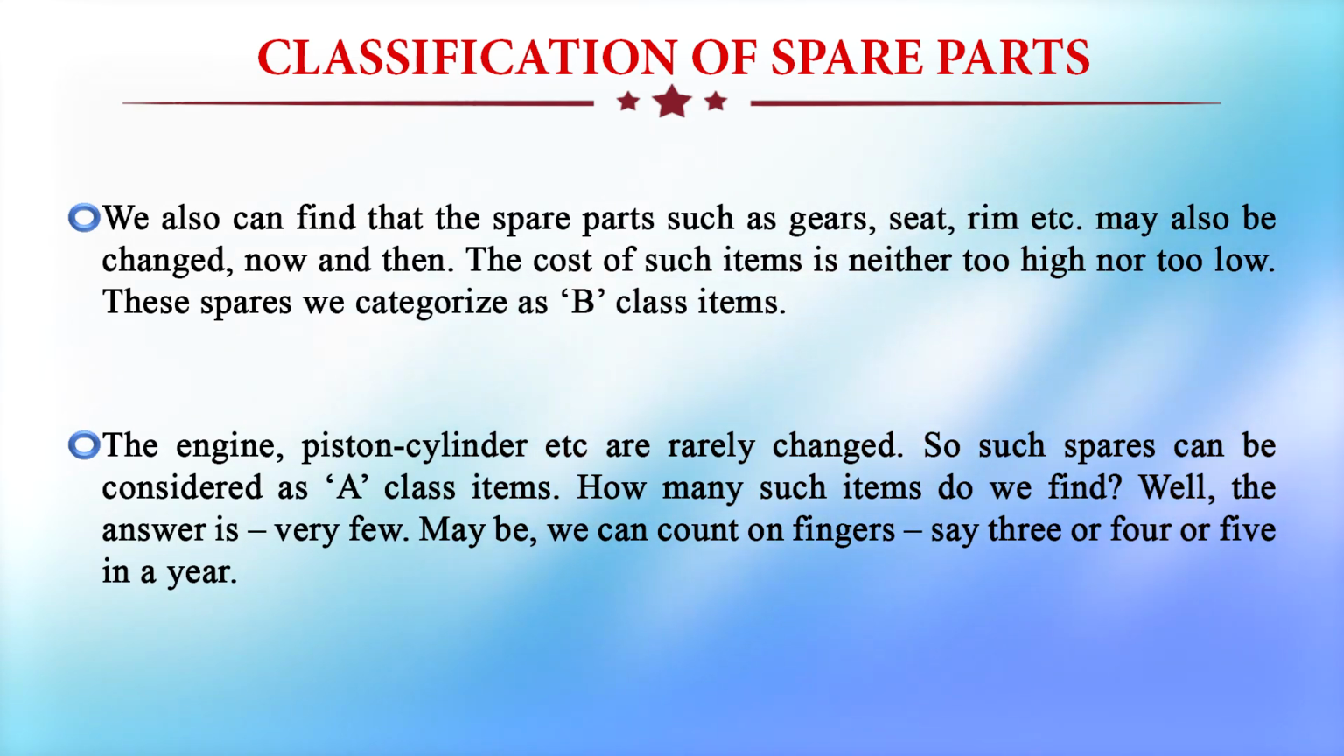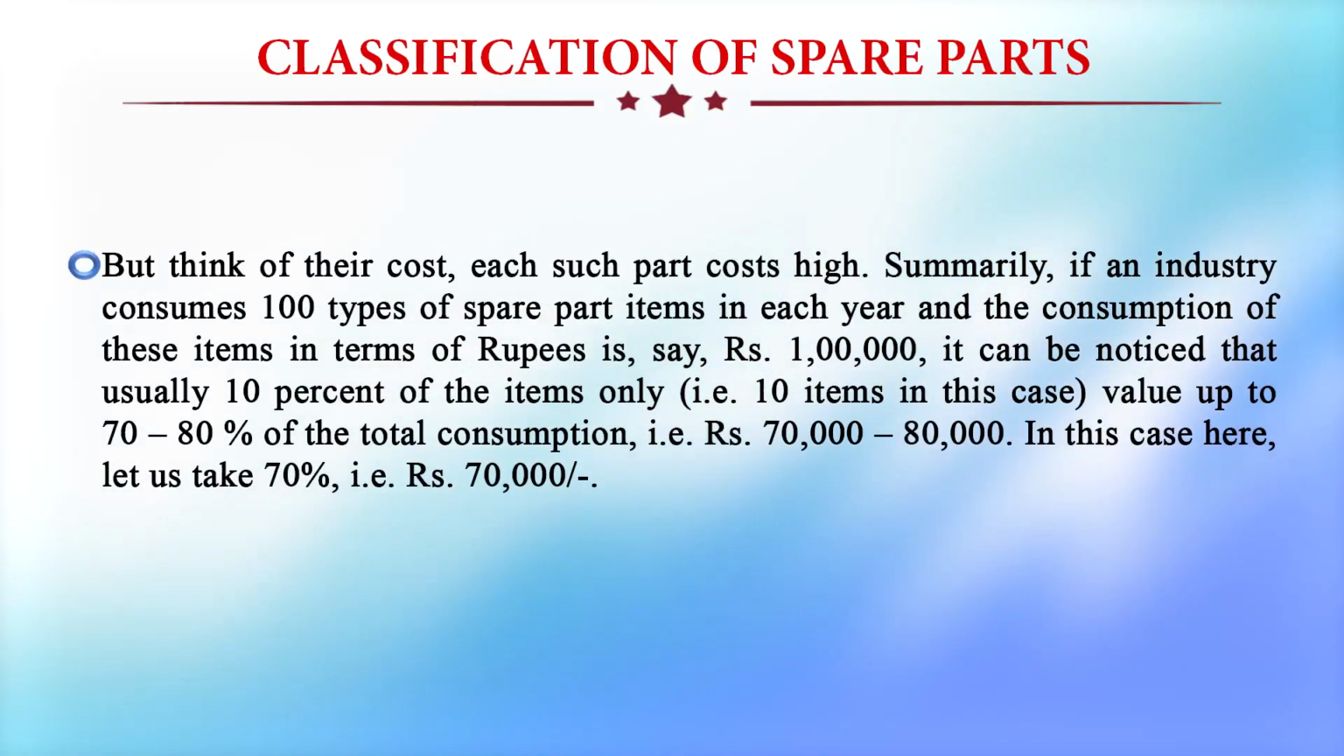How many such items do we find? Well, the answer is very few. Maybe we can count on fingers, say 3 or 4 or 5 in a year. That is why we call them A class items, which are consumed very little but are very costly. But think of their cost. Each such part costs a lot.